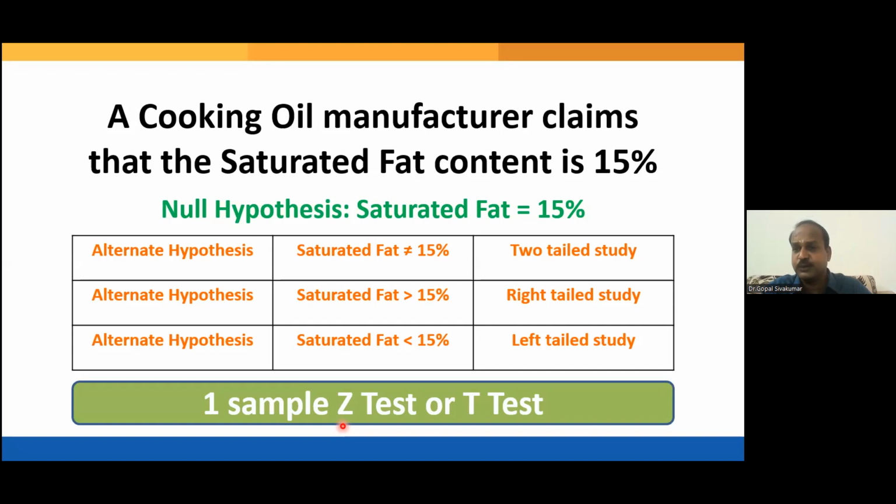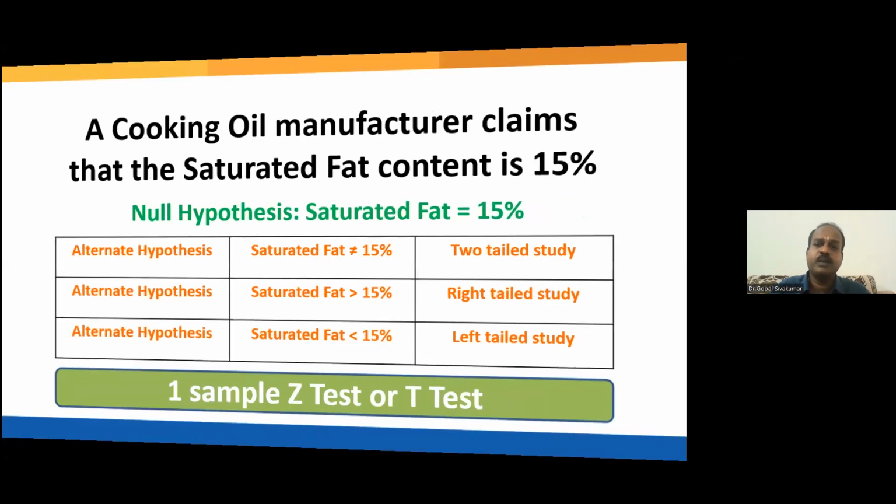That means aim for getting the population standard deviation. If you manage to get the population standard deviation, conduct the Z test, your decision will be more accurate. But for certain reasons, if you are denied the population characteristics and you don't know the population standard deviation, then you can go for the next level of test called the one sample T test. Is the difference between one sample Z test and one sample T test clear to all of you? But both of them will work only with continuous data. Clear? Yes, sir. Very good.